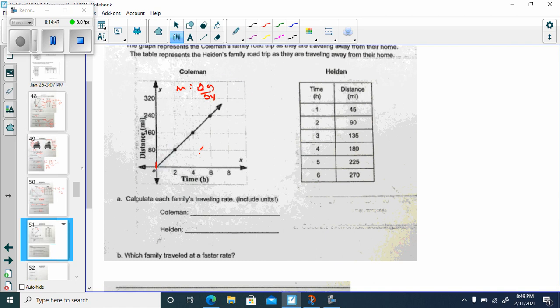Here, let's look at this. We're going up 80 on your y-axis, and we're going over what? 2 on your x-axis. That is 80 what? Miles over 2 hours, 80 miles per 2 hours. If I divide that, that would be 40 miles per hour. So the Coleman family is averaging 40 miles per hour.